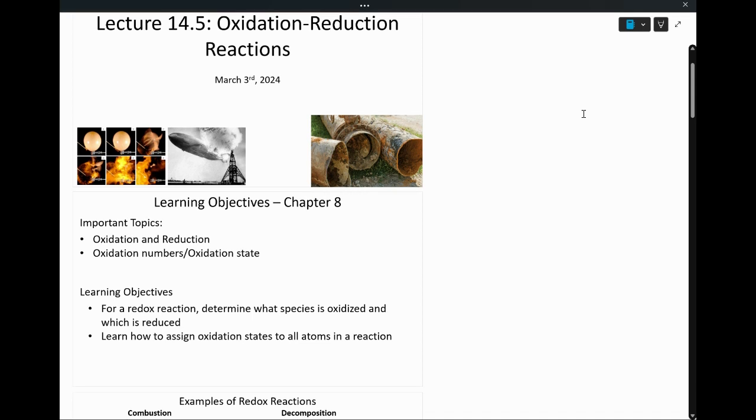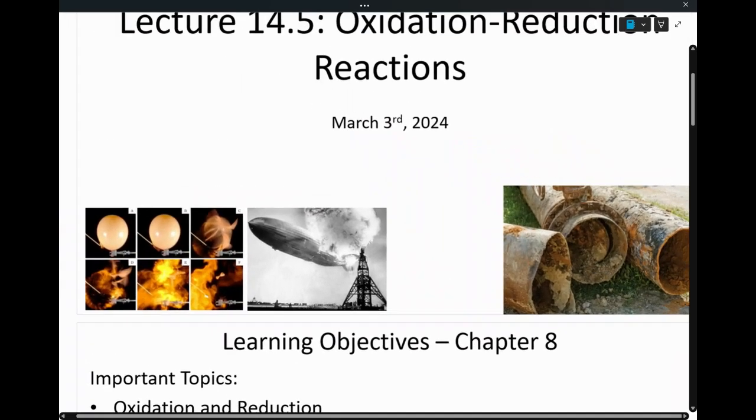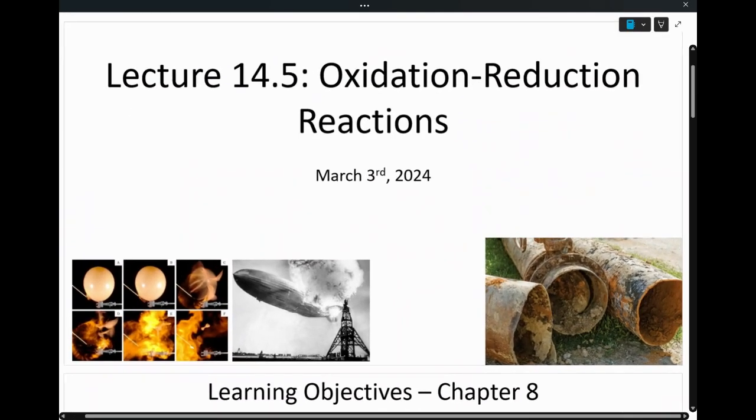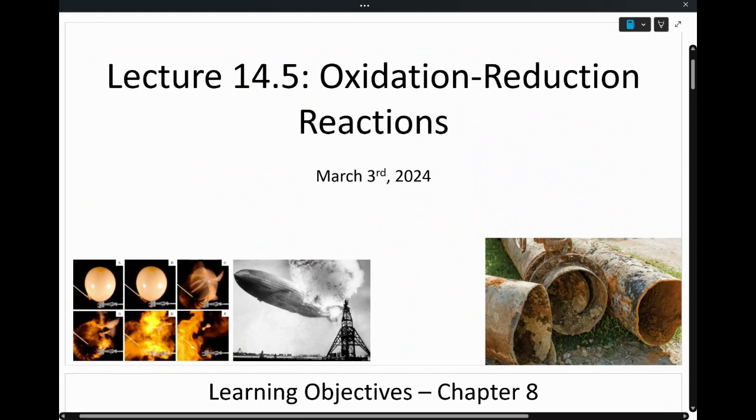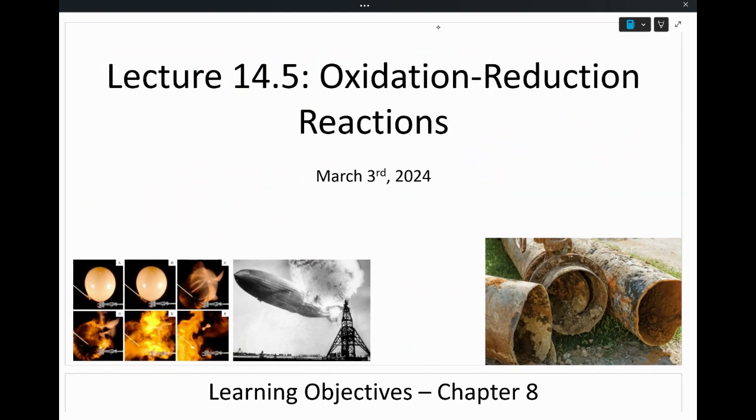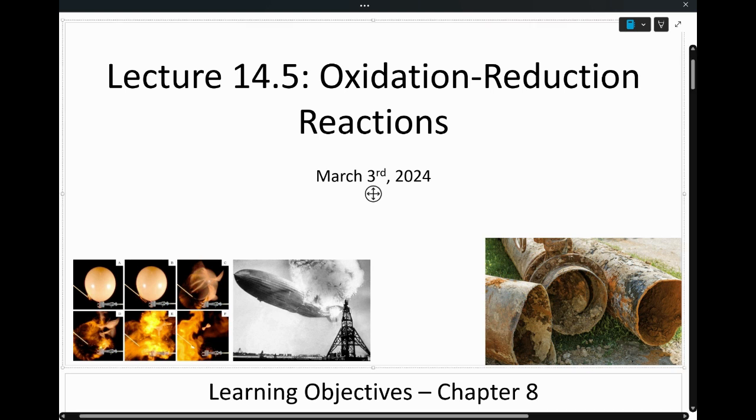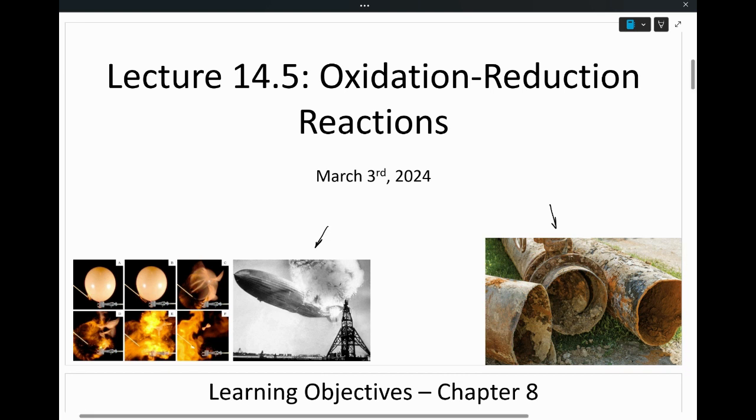All right, so in this brief little lecture, we're going to introduce our final type of reaction, and that's going to be these oxidation reduction reactions, which you're probably pretty familiar with. Anything from the rusting of pipes to the explosion of the Hindenburg, and any combustion reaction is actually this type of reaction, this oxidation reduction reaction.